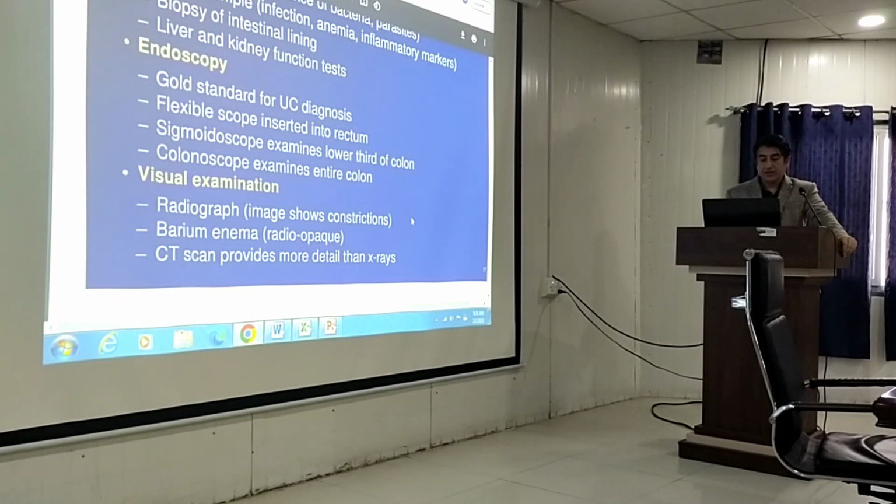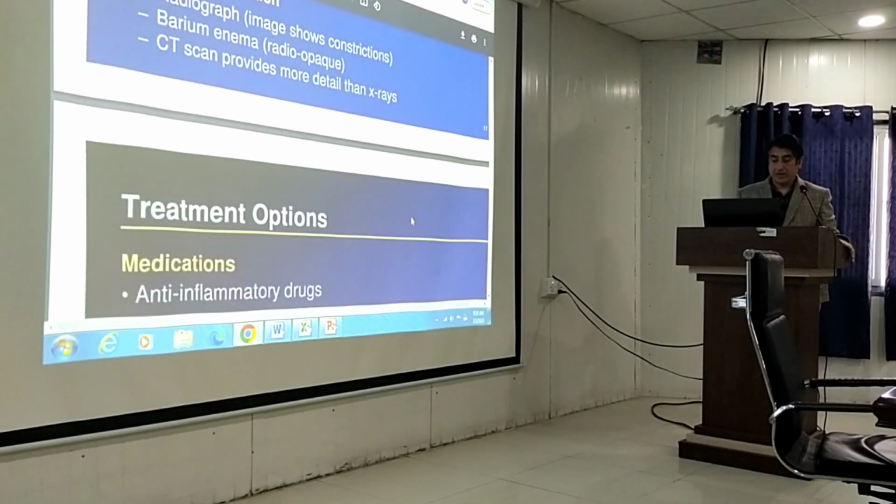Visual examination, radiographs, image shows constrictions, barium enema, a CT scan provides more detail than X-ray. So these are the helping tests like X-ray abdomen, but it's not diagnostic. For any sort of constrictions, strictures, or any dilatation, we can take the help of the radiograph, abdominal X-rays. Barium enema is not very much supportive or helpful in majority of the cases. CT scan sometimes can give some clues towards the diagnosis or to rule out some complications related to the ulcerative colitis.